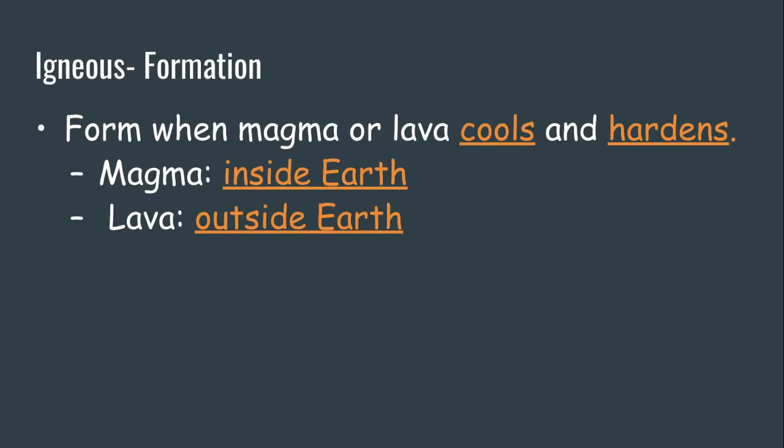So the first rock we're going to look at is igneous. You remember that igna means fire, and that helps you remember that igneous rocks are formed from magma or lava when it cools and hardens. So from volcanoes, essentially. Remember, the only difference between magma and lava is where it is. Magma is inside the earth. Lava is outside the earth.